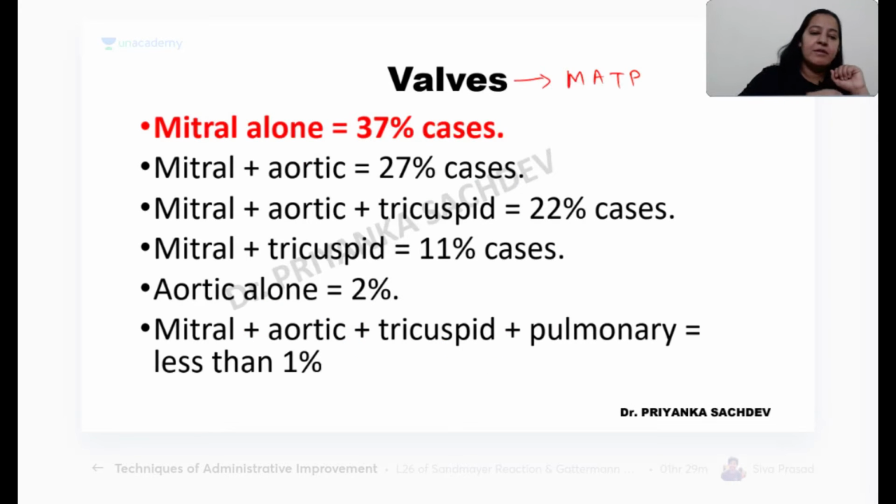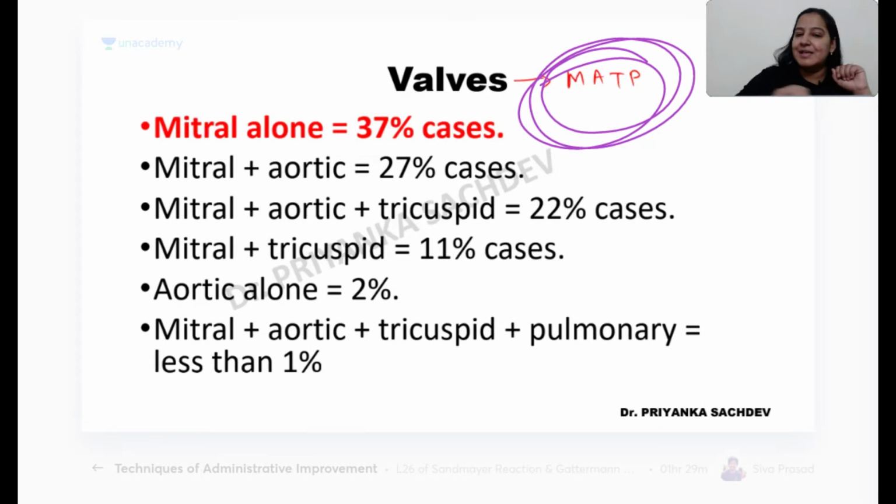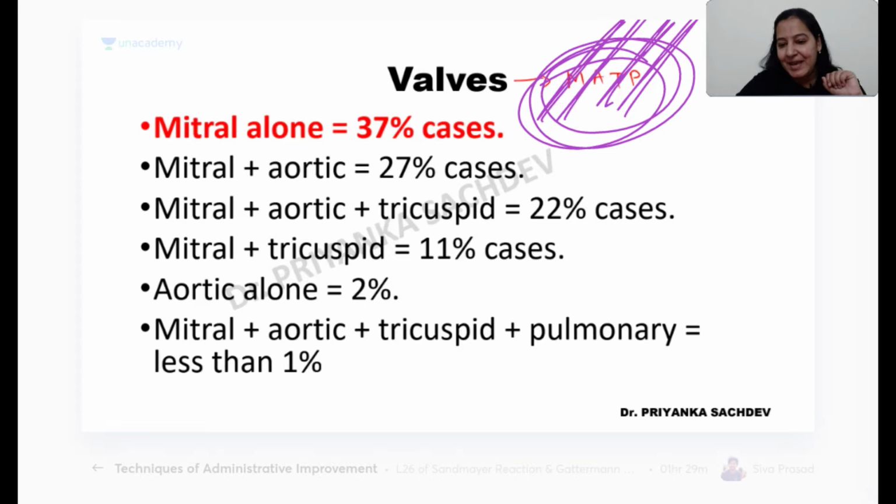They are multiple. What is the sequence of the wall? Who will tell me? The sequence of the wall is this: mitral, followed by aortic, followed by tricuspid, followed by pulmonary. MATP. Yes, you all are correct. So mitral, aortic, tricuspid, pulmonary. That is the sequence. So the gross is done, the walls are done.